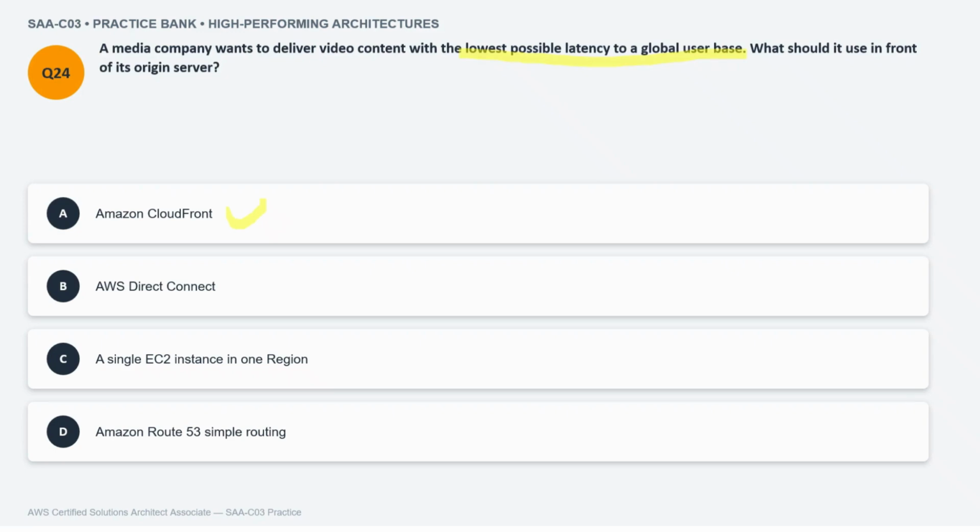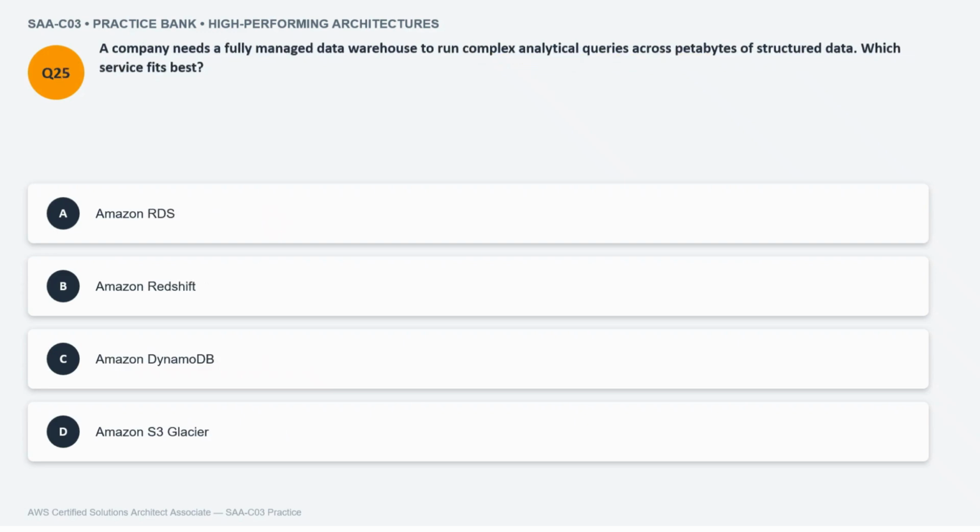for globally distributed viewers. Question 25. A company needs a managed data warehouse to run complex analytical queries across petabytes of structured data. Which service fits best? RDS, Redshift, DynamoDB, or S3 Glacier. The answer will be Redshift, because Redshift is a managed columnar data warehouse purpose built for large scale analytical queries across massive data sets.